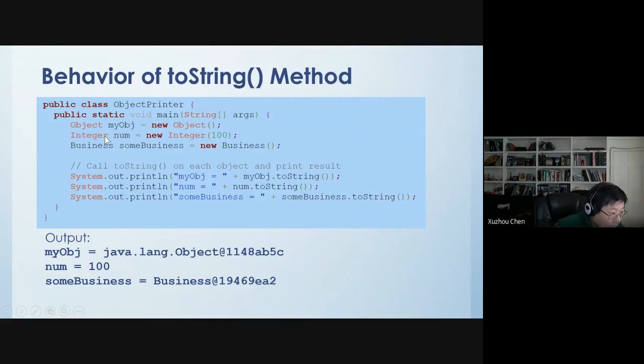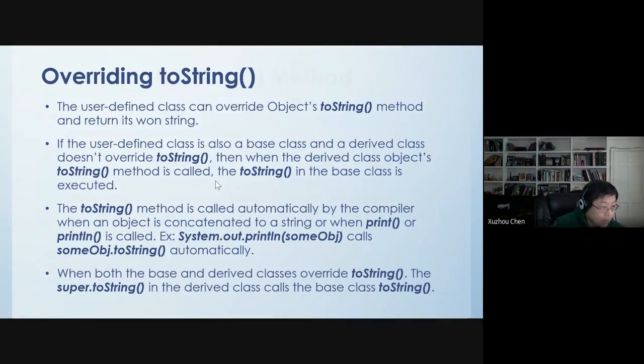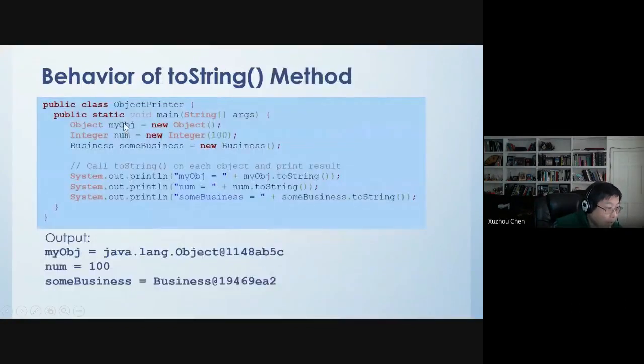It's called a wrapper class. Integer is the wrapper class for the int type. So you can define num as an Integer, and someBusiness as another class called Business. So you basically have defined three reference variables. One is myObject. The other one is num, which is an Integer, and someBusiness is a type of Business. Then you can print out myObject.toString, num.toString, and someBusiness.toString.